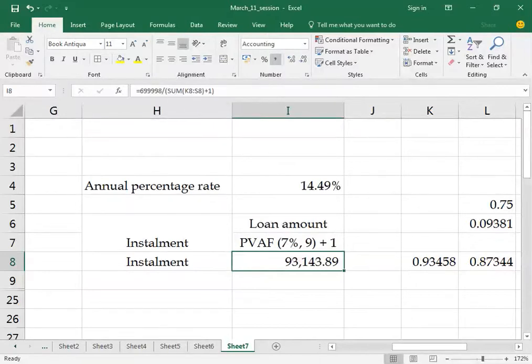So explain the 14.49. 1 plus r the whole power n. 1 plus 7% whole power 2. 1 plus 7% whole power 2 minus 1. 1 plus r the whole power n minus 1. Effective rate of interest: 1 plus r the whole power n minus 1.